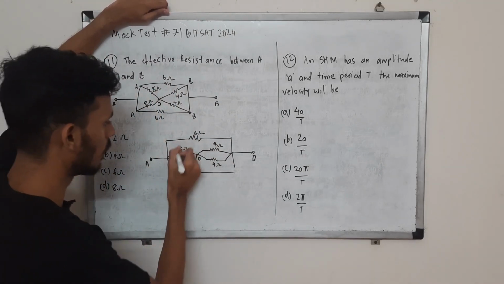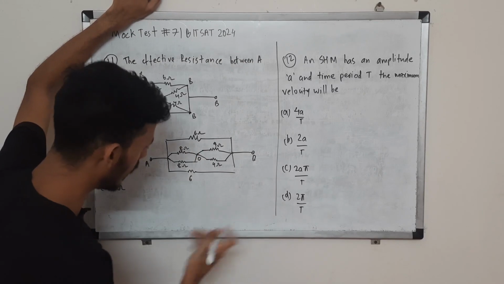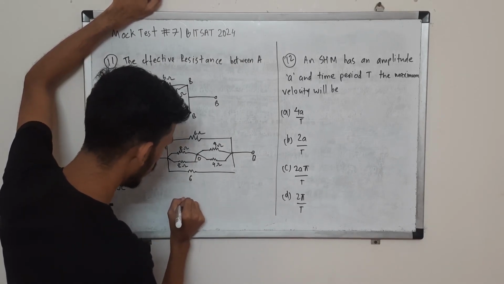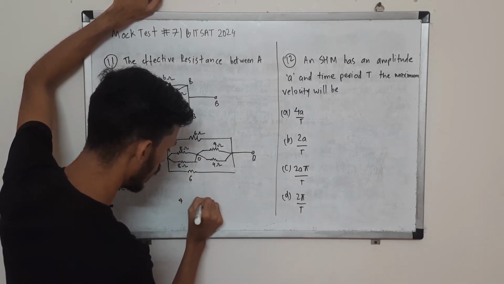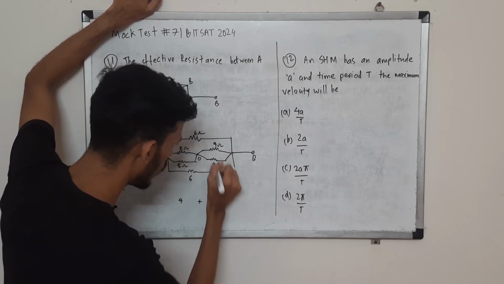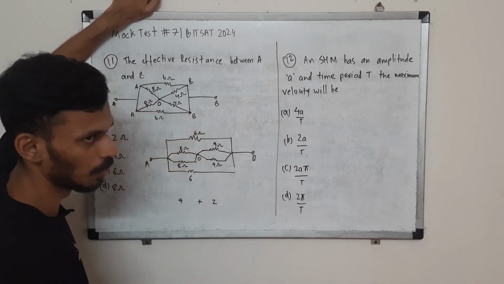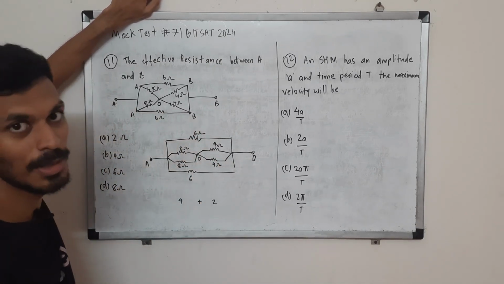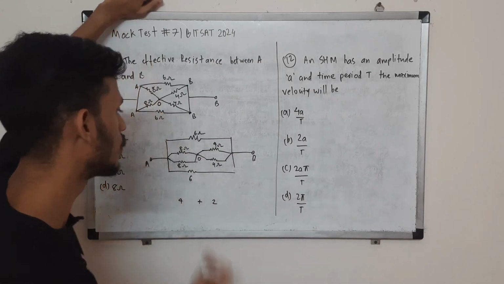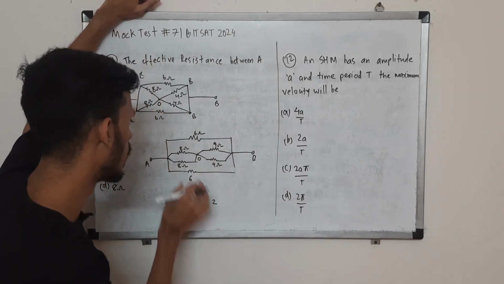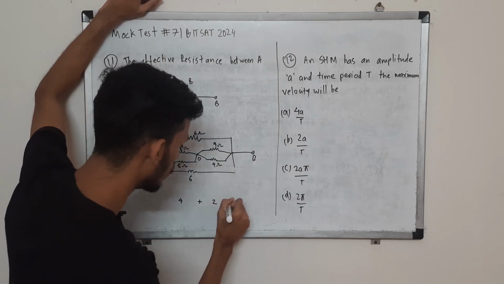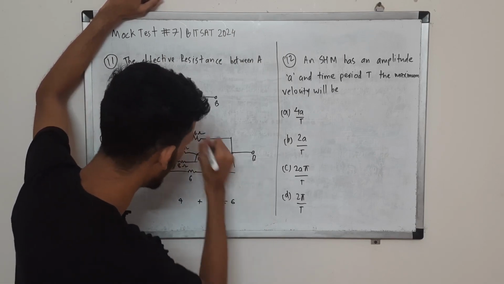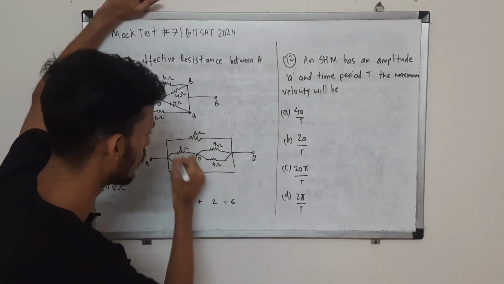So let's first solve this. 8 and 8 in parallel, 8 by 2, so that will be 4 ohms, and plus this in series, this is 4 and 4 in parallel, which is 4 by 2. R and R in parallel basically gives you R by 2, so 4 and 4 in parallel will give you 2. So in this branch we have 6 ohms, and in all the 3 branches we have 6, 6, 6. So this, if you simplify, is 6.